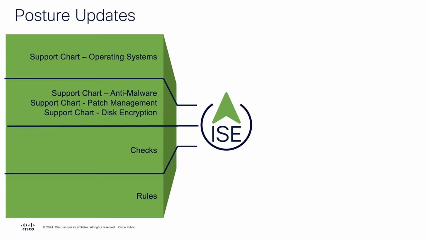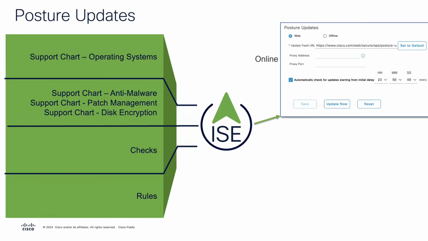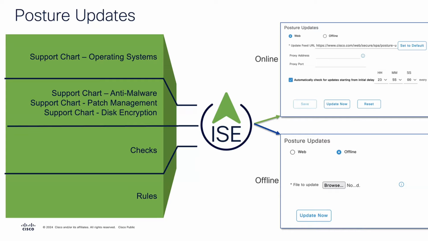All these are available in ISE by default, but they keep getting updated through the feed URL. So once we install ISE, it's going to have the preliminary support chart, which might not be up to date. So you're supposed to update them through an online or an offline method if your ISE is air-gapped. ISE is deployed in an air-gapped network.